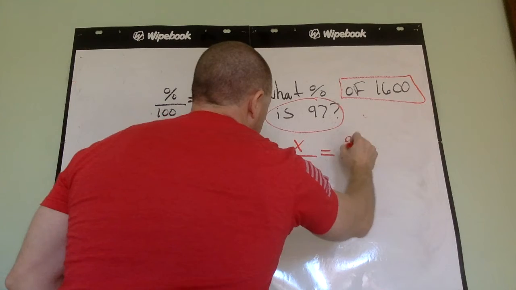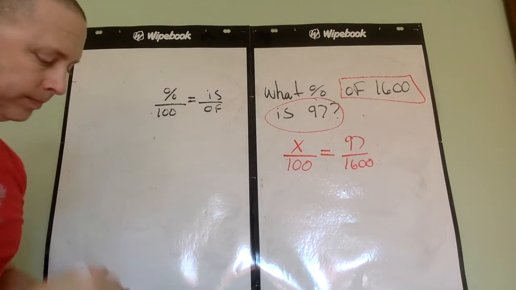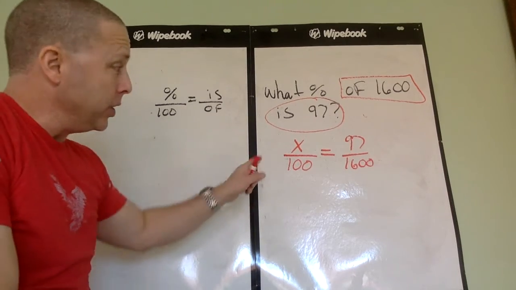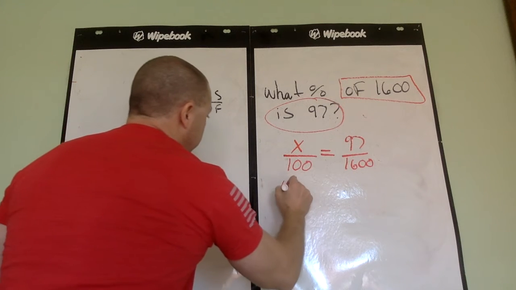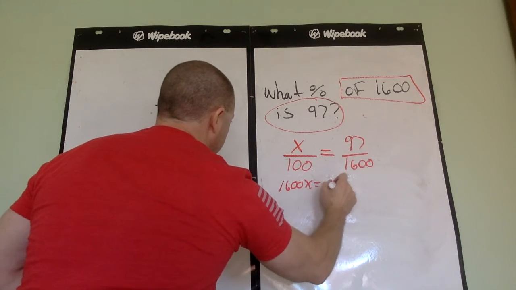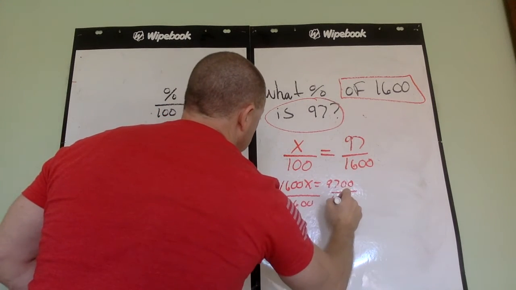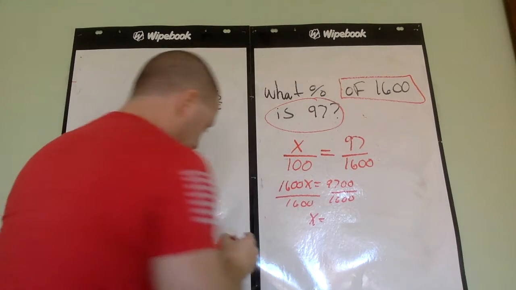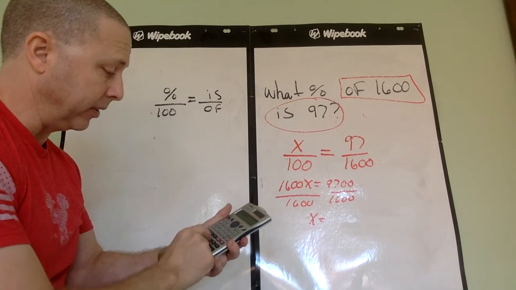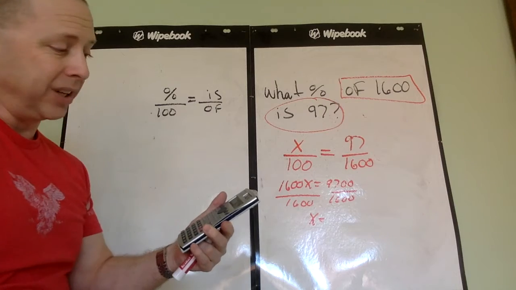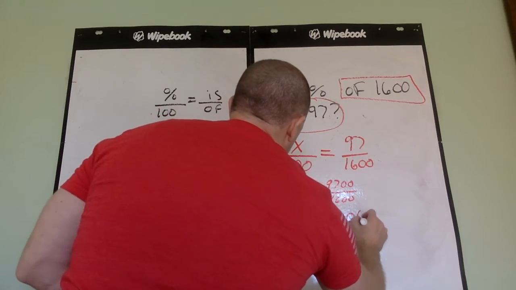So 97 goes on top, 1,600 goes on the bottom. Now I can use this and go cross products like this. 1,600x equals 9,700. I divide by 1,600. X equals, okay, real simple. 9,700 divided by 1,600 equals 6.0625.